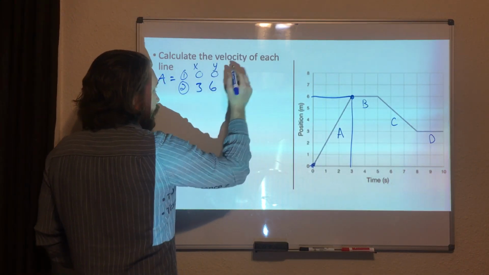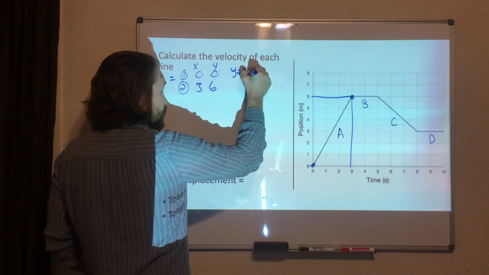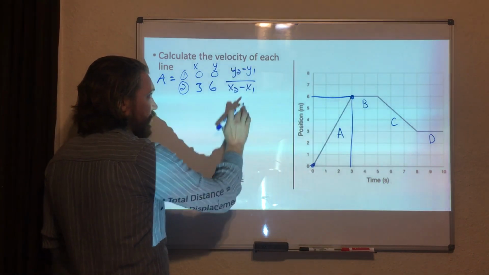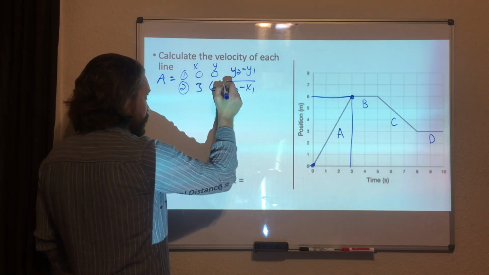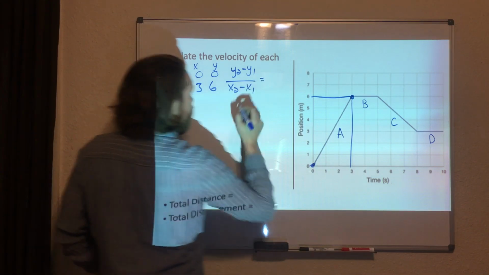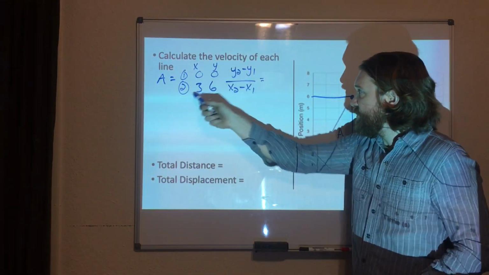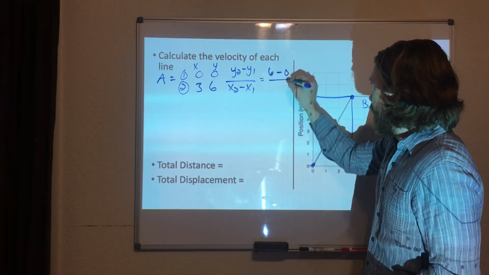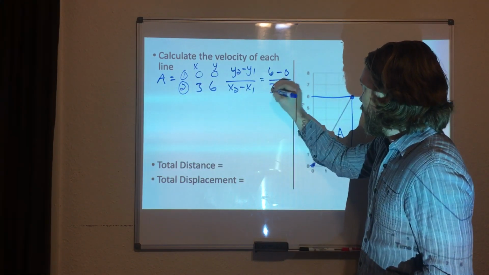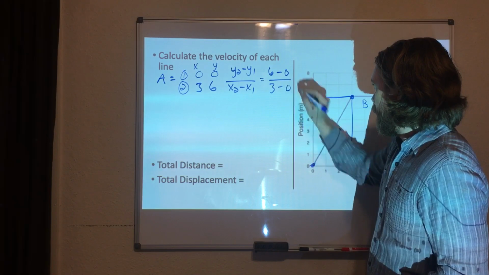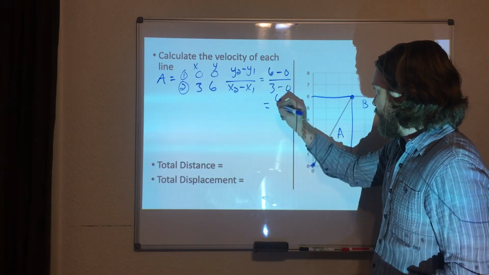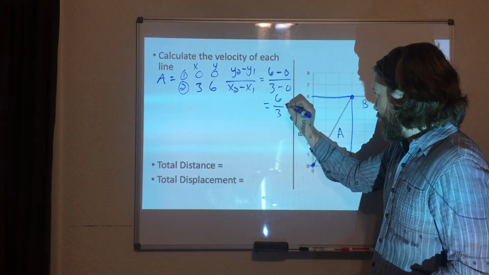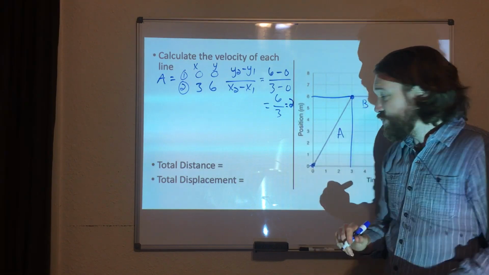Again, we remember it is Y2 minus Y1 divided by X2 minus X1. I'm going to plug my numbers in. Y2 is 6 minus Y1 is 0, divided by X2 is 3 minus X1, which is 0. 6 minus 0 is 6, divided by 3 minus 0 is 3. And 6 divided by 3 is 2.